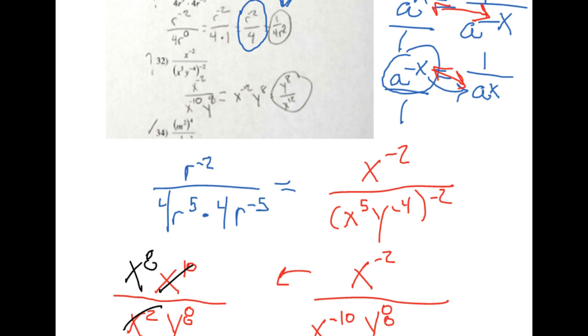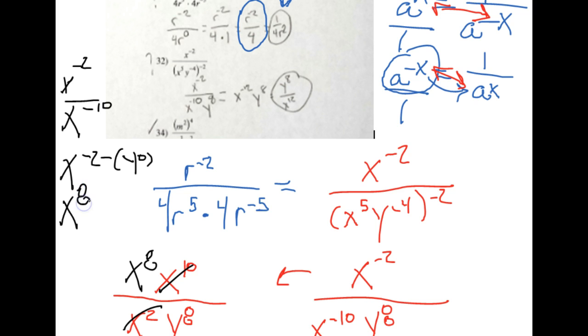Even if I take x to the negative 2 over x to the negative 10, and I take the negative 2, and I subtract from it the negative 10, I'm going to end up adding those. Negative 2 plus 10, negative and negative is positive. So I'm going to get x to the 8th. And then I'm going to have y to the 8th on the bottom.